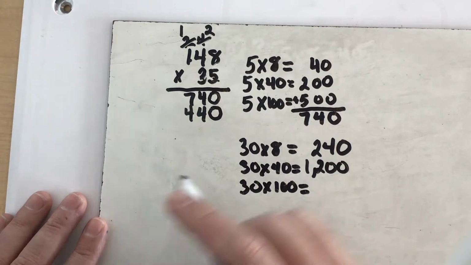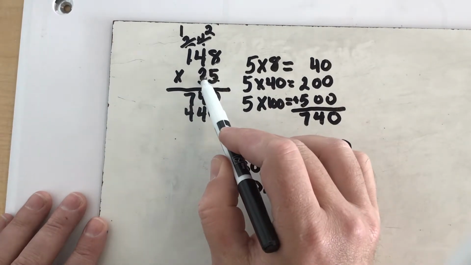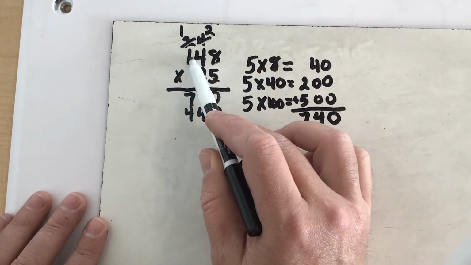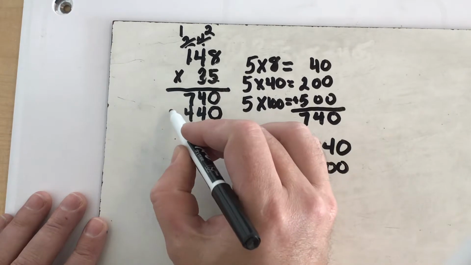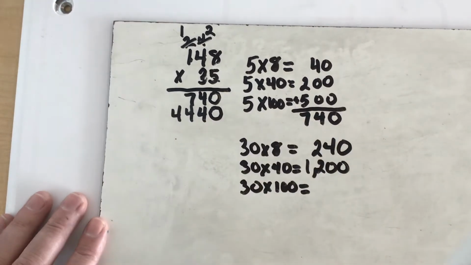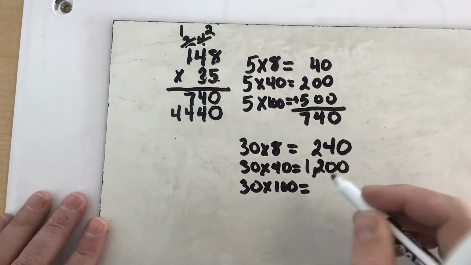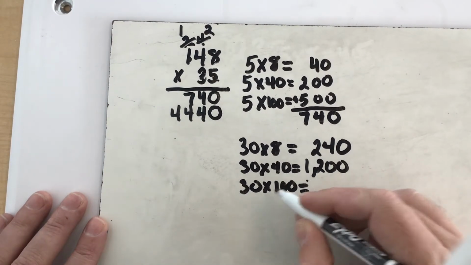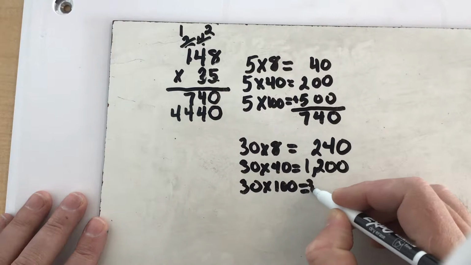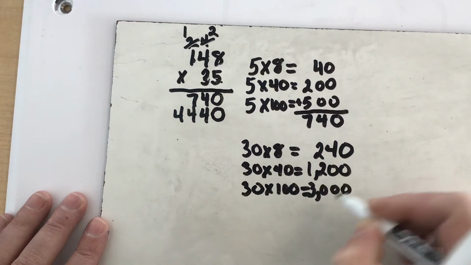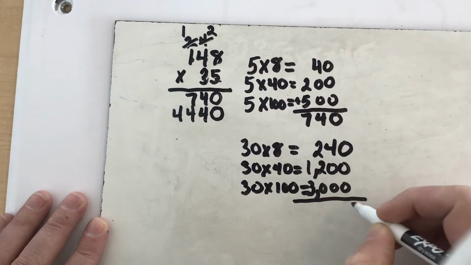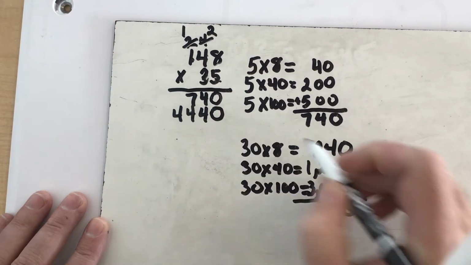correct answer. And then last but not least, we're going to multiply 3 by 1, which is 3, and then we're going to add 1 more. So that gives us a total product of 4,440 for that line. So I multiply this, and I'm going to get 3,000, making sure to line up my place values. If I add that up, I should get 4,440.